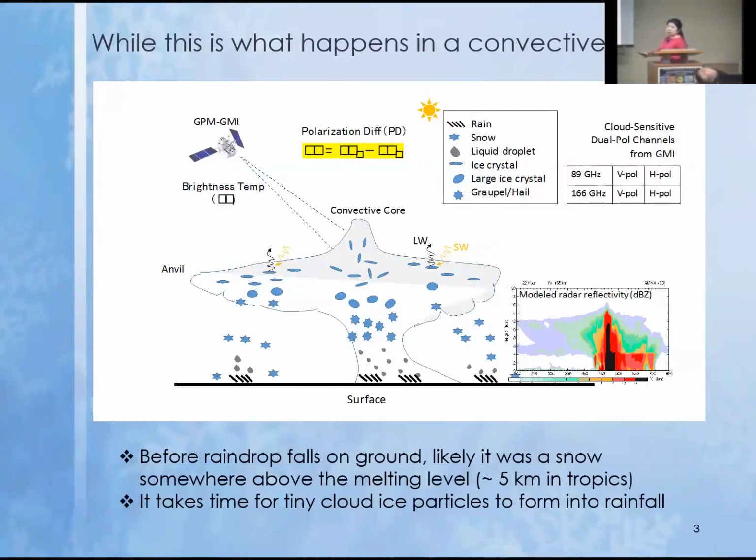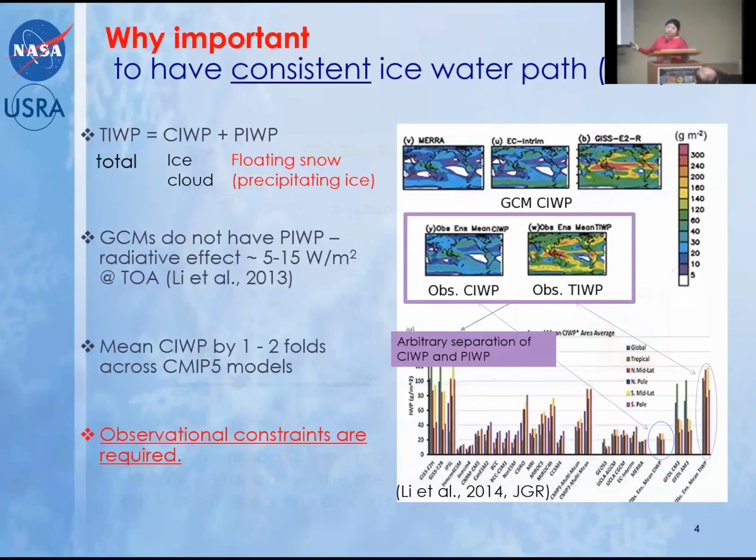So an ice crystal experiences the whole set of microphysical processes before forming surface precipitation. So we need to understand the entire process using different measurement techniques in order to understand the entire cloud life cycle. It's also important in terms of the energy budget because all the radiation occurs near the cloud top. What else do I put here? Yeah, that's it. So first, why it is important to have consistent ice-water path observations.